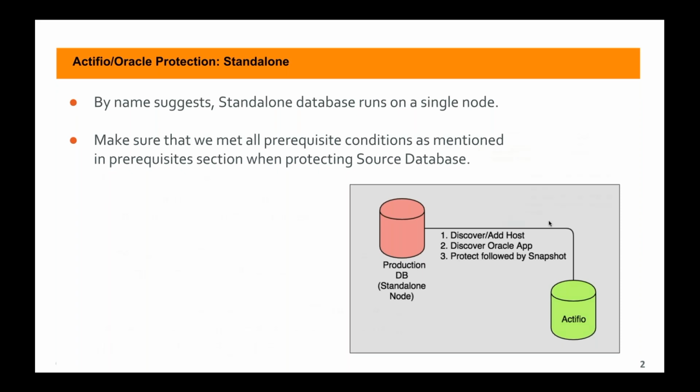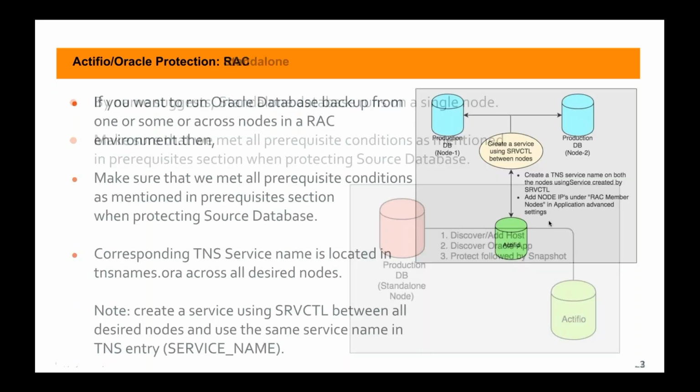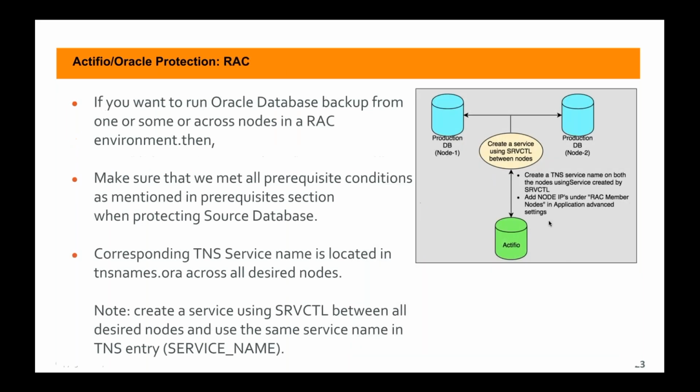When it comes to RAC, let me explain how we are protecting under RAC. Imagine that you have a 2-node cluster, node 1 and node 2, and here is Actifio. If you run the backup against a single node, the backup might be a bit slower. Instead, if you spread the load between the 2 nodes, your backup may be much faster, and you can complete your backups earlier.